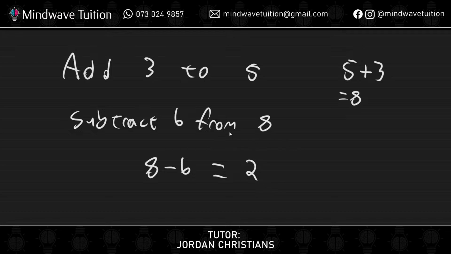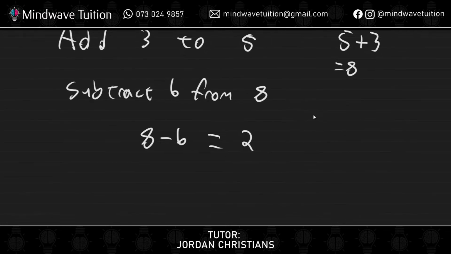This is where the word "from" is extremely important. If you were to say 6 minus 8, 6 minus 8 is actually going to give us -2, and that is the incorrect answer. So when it comes to subtracting, the most important word there is "from".